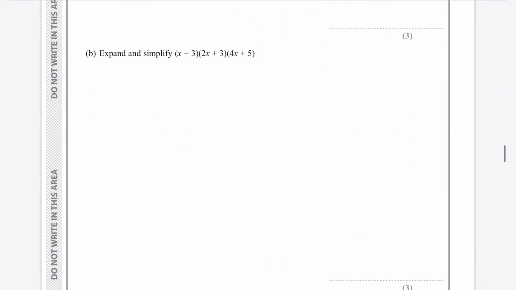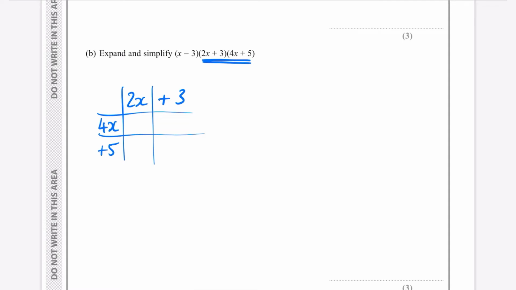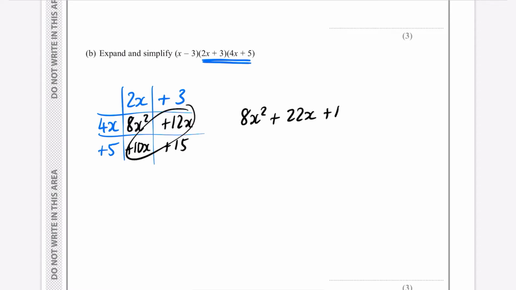This one wants us to expand and simplify this. Now, I'm probably going to do these two bits first, and then I'll multiply it by the x minus 3, but you could do it in any order. So I like doing the grid for this. I find the grid can be a really effective way of just keeping it nice and tidy. So I'm going to multiply all of these parts together. I'm going to get 8x squared here, 12x, 10x, and 15. So this is all going to simplify to 8x squared. The 12x and the 10x that we have here is going to be 22x, and then we have 15.